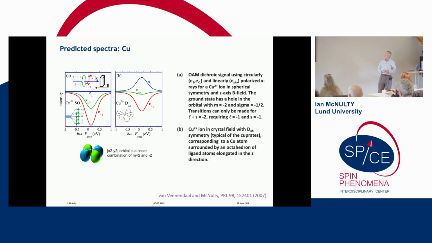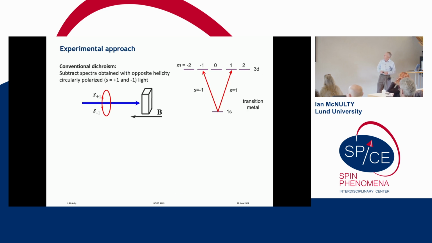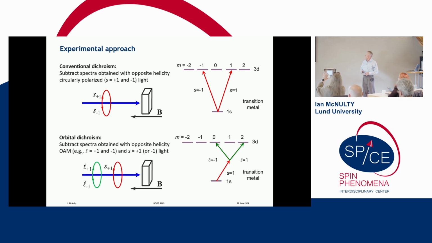But you see a difference, and you can imagine doing an experiment, for example, like this. This would be the conventional dichroism experiment, where we subtract spectra obtained with each helicity of circularly polarized light, where S is +1 and -1, and in some transition metal, for example, at an L edge. Or we can do the orbital dichroism measurement, where we can turn S on or off, but more importantly, turn L non-zero, and do a measurement, for example, of a quadrupolar transition in this case, or even back to a dipolar transition where you compete with the S state.